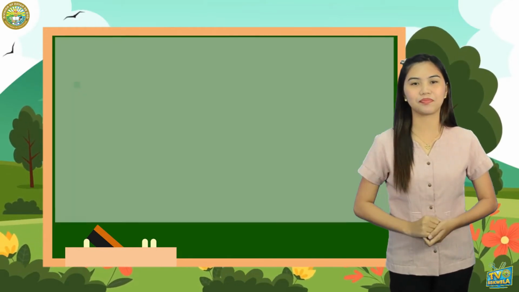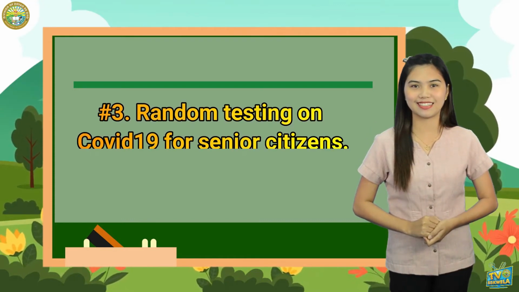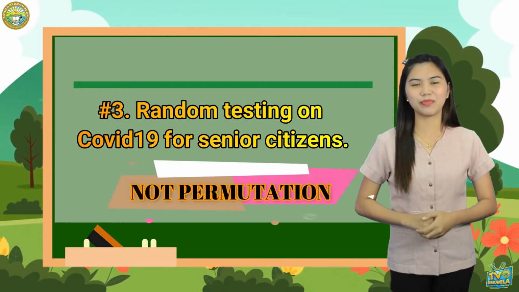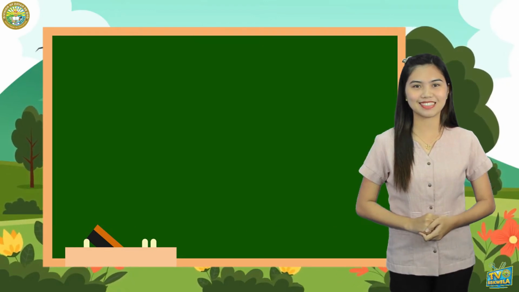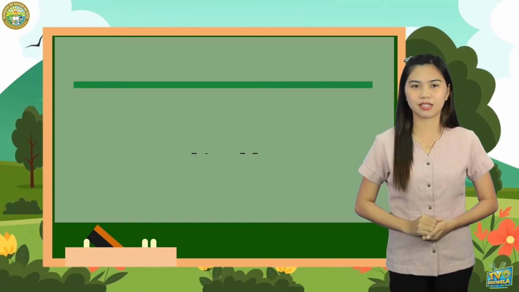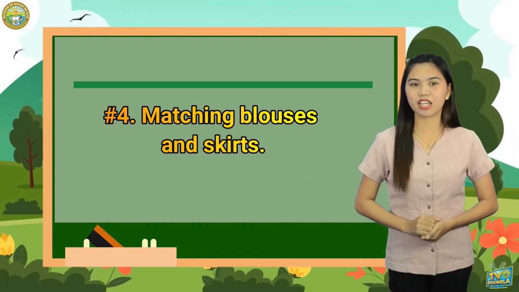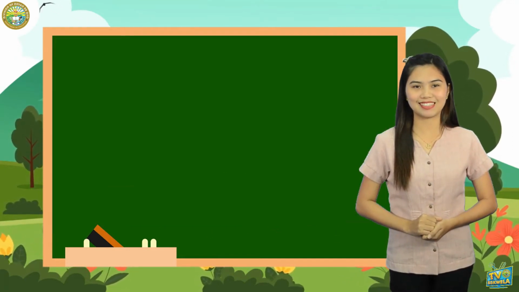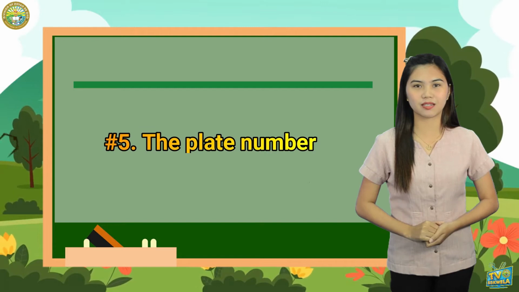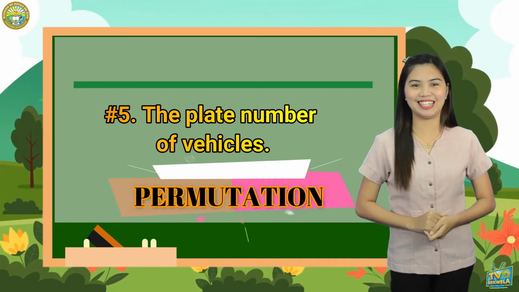Number 3. Random testing on COVID-19 for senior citizens. Right! It is not a permutation. Number 4. Matching blouses and skirts. Awesome! It is not a permutation. And number 5, the plate number of vehicles. Permutation, you are right again.